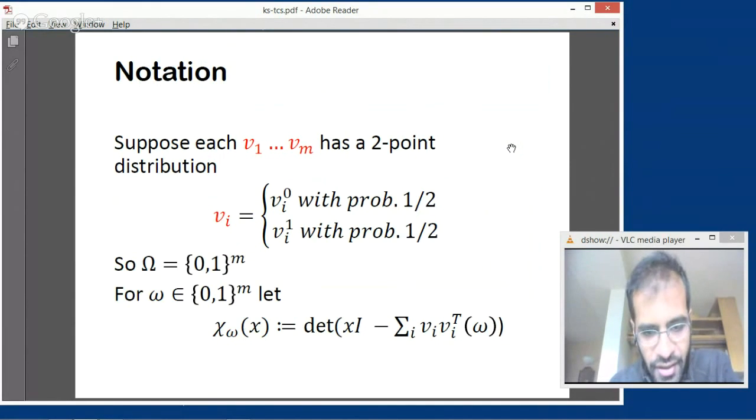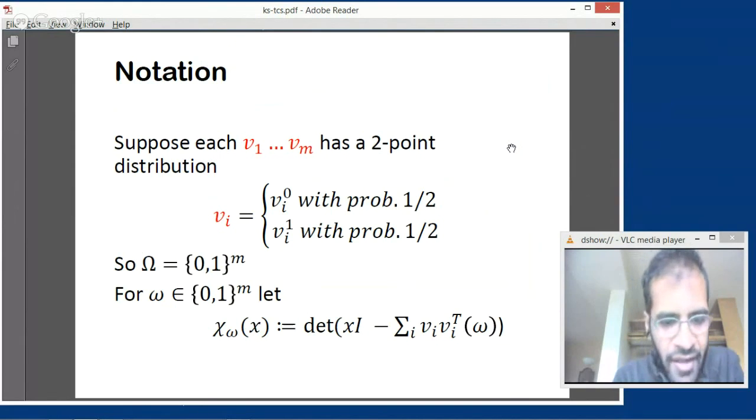And I'm going to be interested in the characteristic polynomial. So in the end, I'm interested in eigenvalues of matrices, right? Eigenvalues of matrices are roots of characteristic polynomials. So I'm going to be interested in the characteristic polynomial corresponding to every point in this probability space. So for any point omega in this probability space, I get a particular setting of these random vectors vi. I'm going to denote this by vi of omega. So it's a particular setting, which in the reduction corresponds to a particular partition.